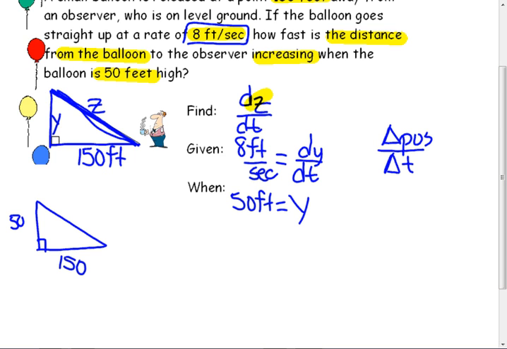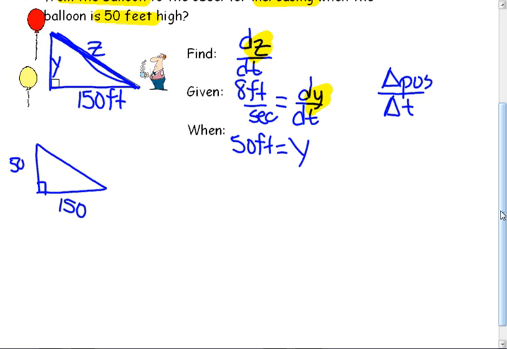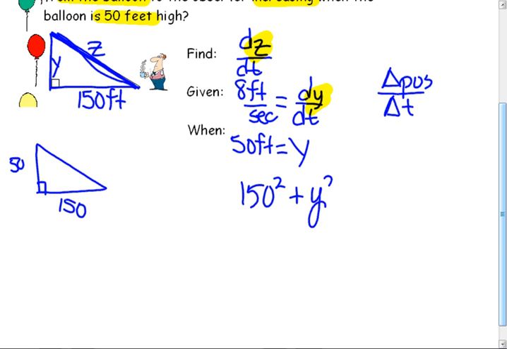When you do the find and the given, those are the ones you want to relate. There's a relationship between y and z. And what is that relationship? Look at the picture. You know it. Whose theorem? You could do angles, but I don't have anything about angles here. I want to relate z and y, and the thing I think of is Pythagoras' theorem. So 150 squared plus y squared equals z squared.